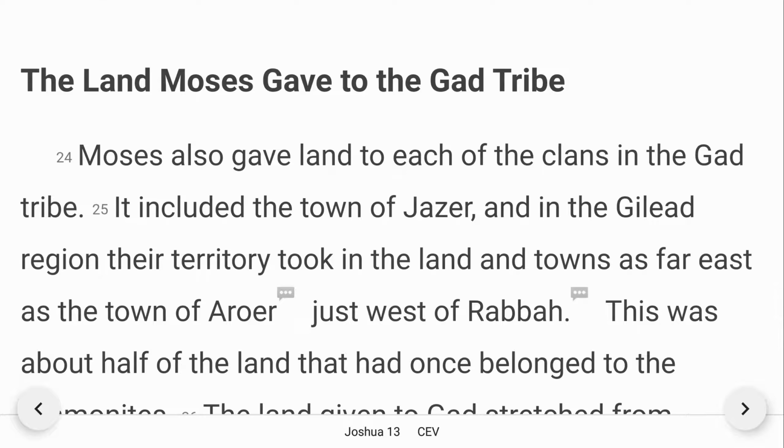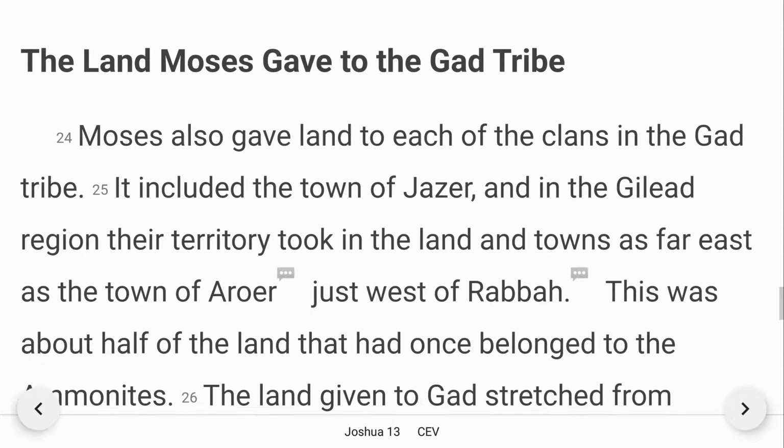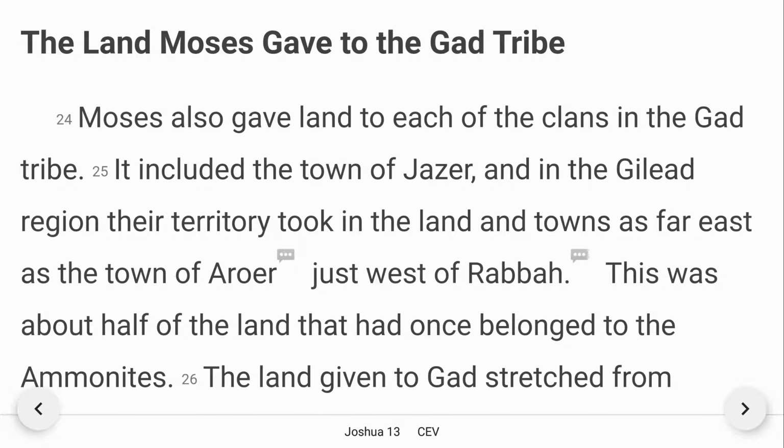The land Moses gave to the Gad tribe. Moses also gave land to each of the clans in the Gad tribe. It included the town of Jazer, and in the Gilead region their territory took in the land and towns as far east as the town of Aroer, just west of Rabbah.